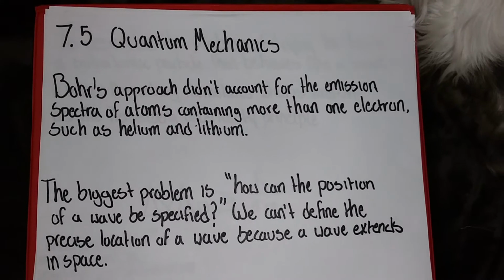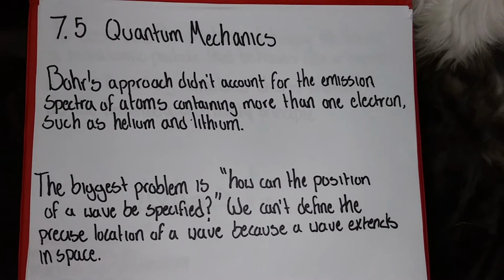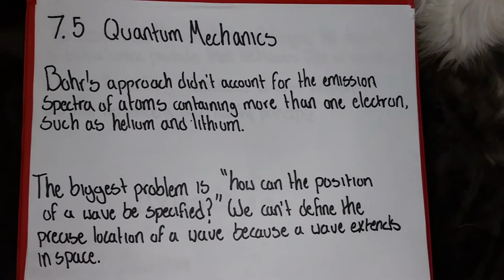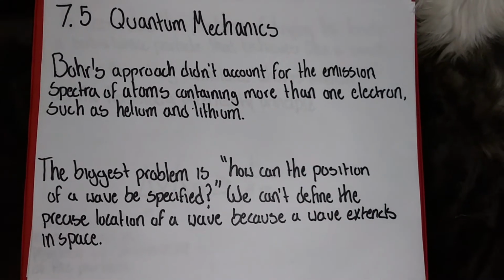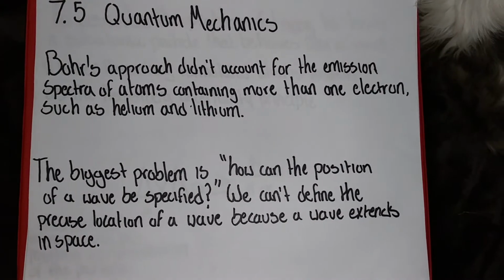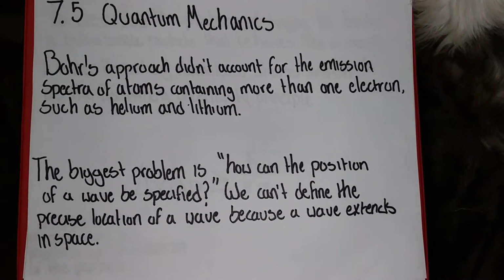This section starts by saying Bohr's approach didn't account for the emission spectra of atoms containing more than 1 electron, such as helium and lithium. But the biggest problem with Bohr's approach is how can the position of a wave be specified? We can't define the precise location of a wave because a wave extends into space.